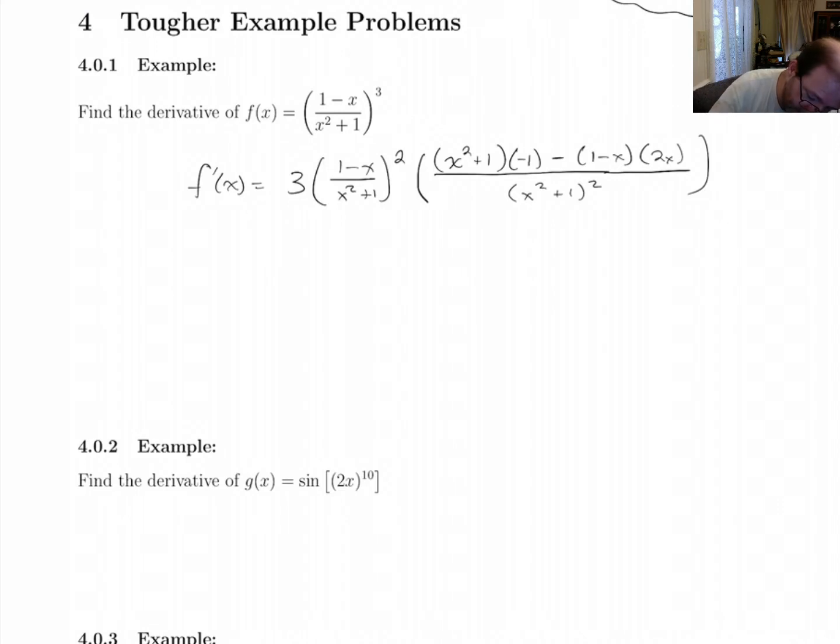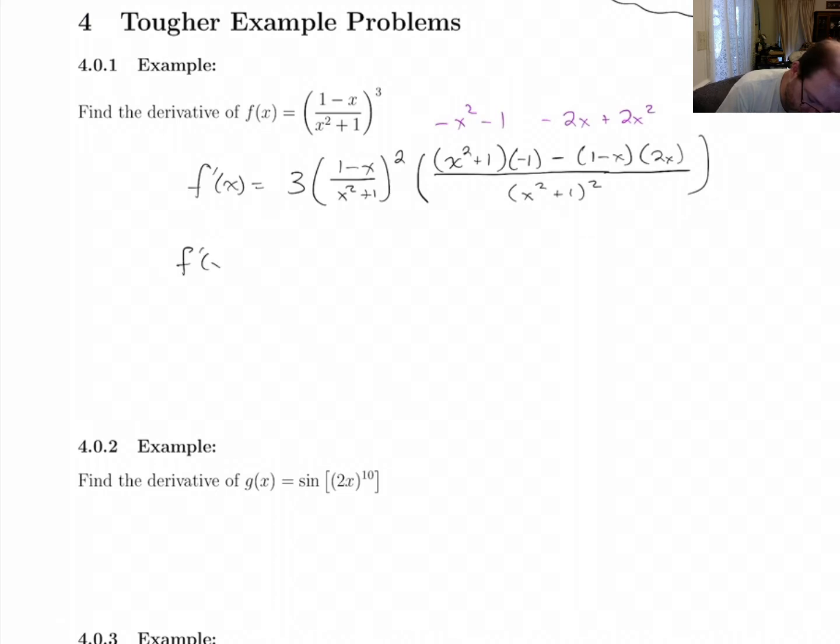So let's see, distribute that -1 through there, you get minus x squared minus 1. And then distributing this negative and the 2x through there at the same time, we're going to get minus 2x squared, or no, just minus 2x, and then plus 2x squared. All right, so let's rewrite it.